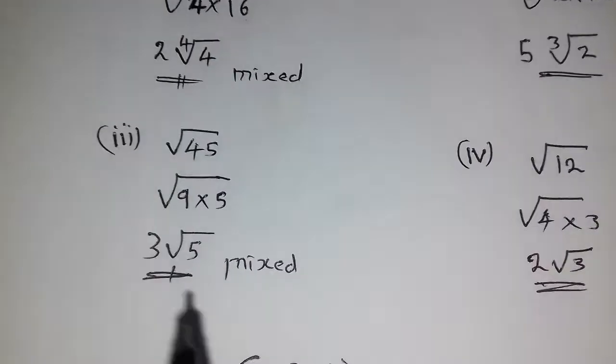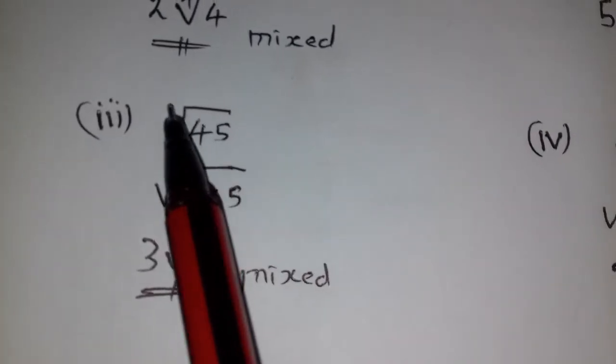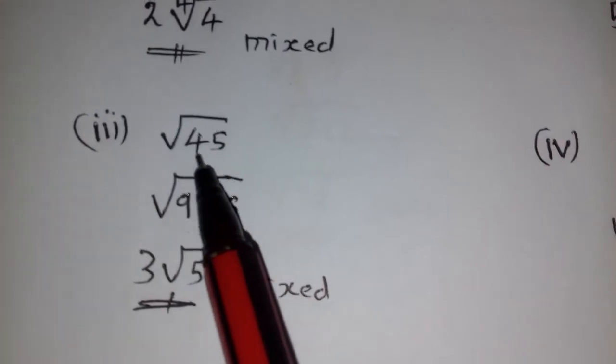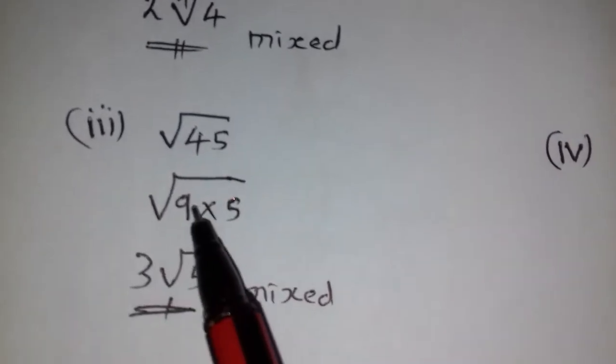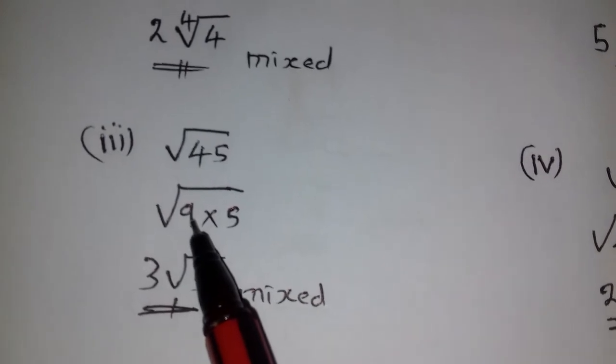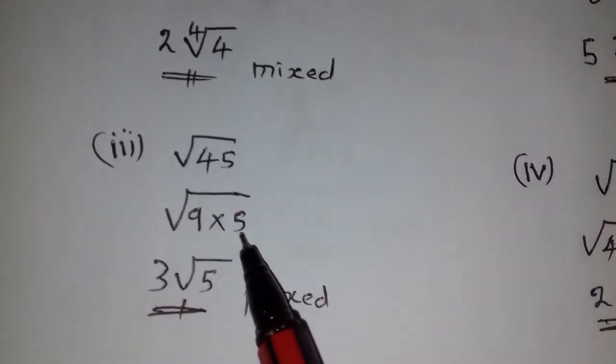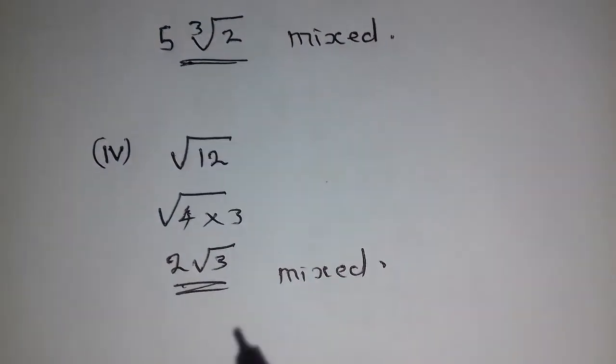Alright. We go to the other one. We have 2 more examples. We have the square root of 45. Any perfect square that can go into 45 without leaving a remainder? Yes, it's 9. What is the square root of 9? 3 goes outside. What remains under the square root? 5. Okay.